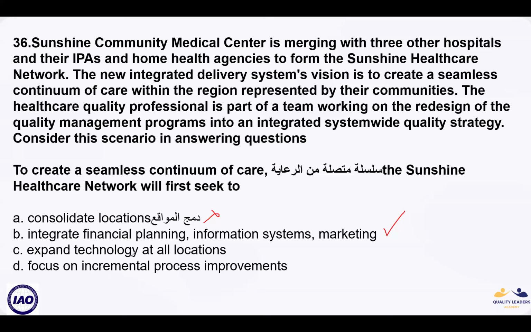Expanding technology to all locations. Yes, technology expansion supports integration, but this is not the first thing to do, right? And incremental process improvement, focus on incremental process. No, we are talking about reengineering and radical improvement. So this is not the right answer. So first thing to do is to integrate financial planning, information systems, and marketing.